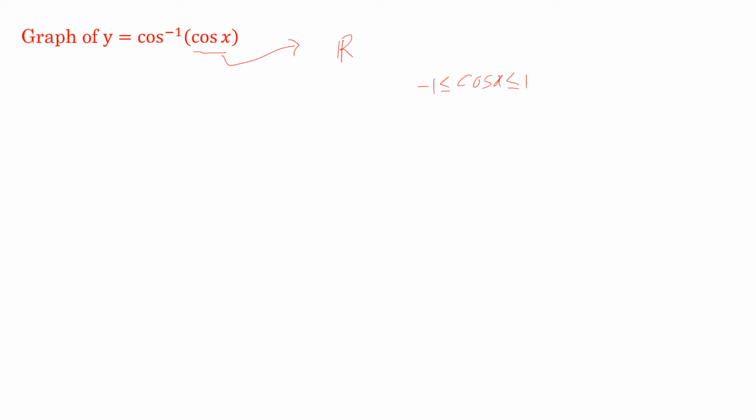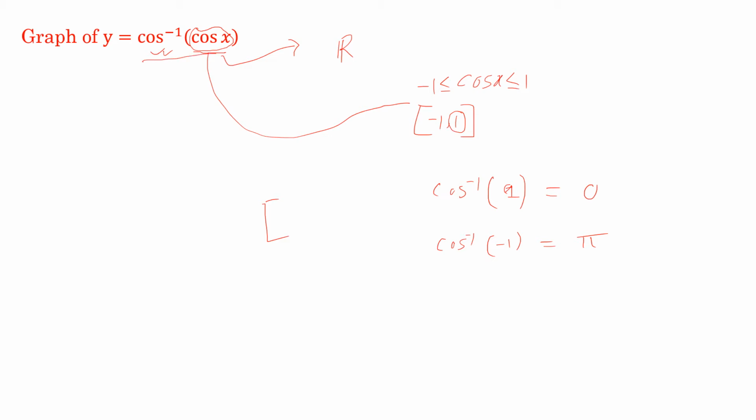That means the input of the cos inverse function here is the function cos x. That means the input of the cos inverse function is only from -1 up to 1. So if you use this value 1 for the cos inverse function, it will be cos inverse of 1, and cos inverse of 1 is simply 0. We know this one. And similarly, if you take cos inverse of -1, this will be equal to pi. So the range of the entire function cos inverse of cos x will be from 0 to pi. This is the range, and this is the domain.